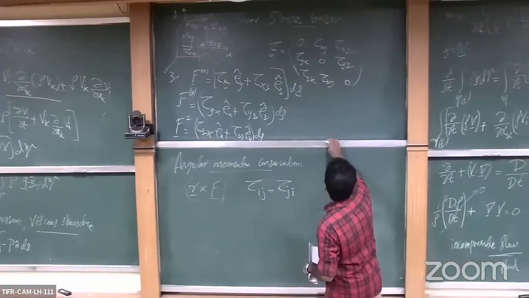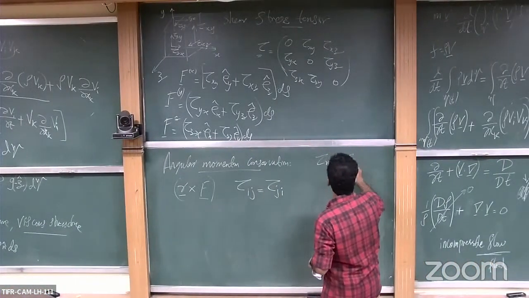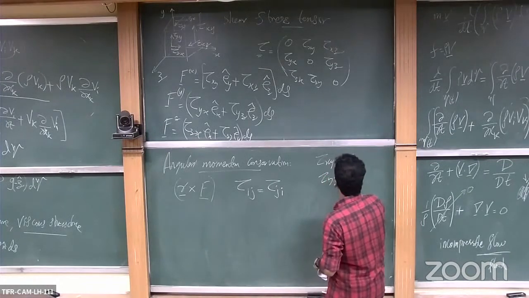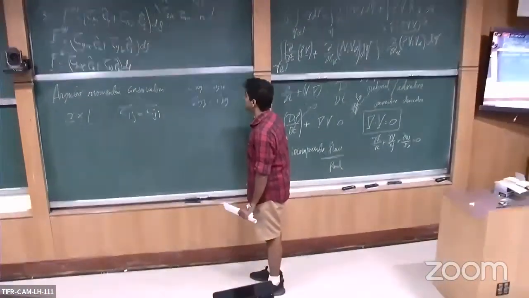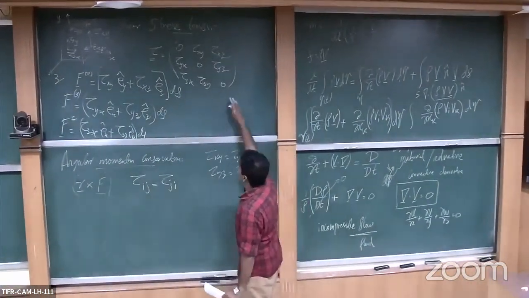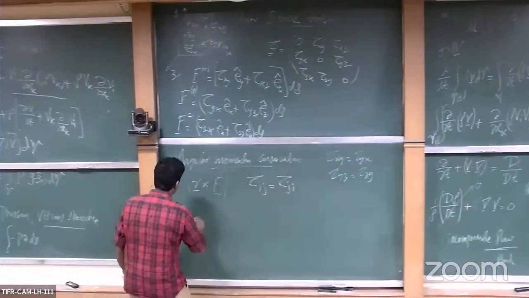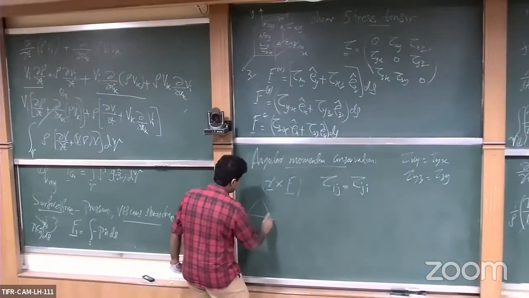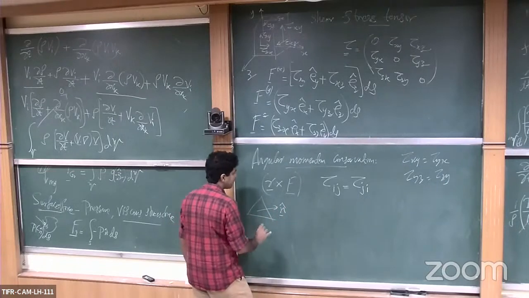So from here, this matrix that we have here is symmetric. So tau xy equals tau yx, tau yz equals tau zy, and so on. We have the symmetry of the stress tensor. So now this stress tensor, if you have a plane whose normal is n, n cap is the normal.